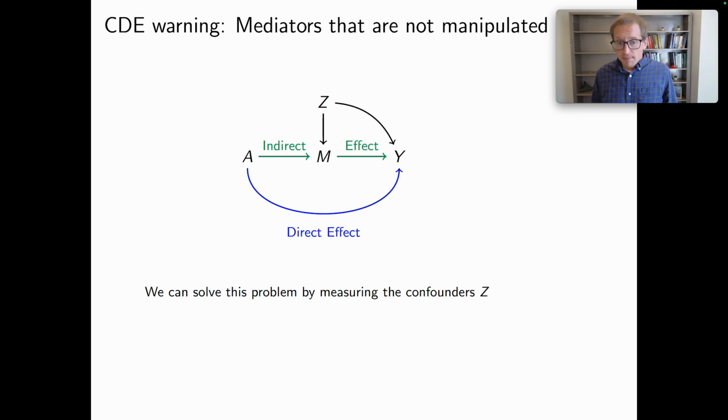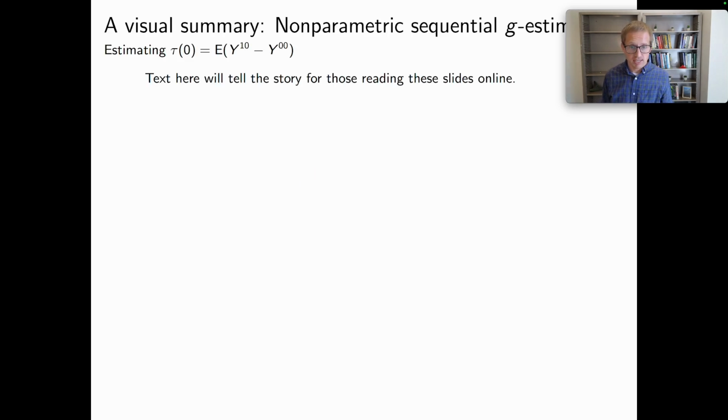So we can solve this problem if we measure the confounders Z that affect the value of the mediator. In this case, we can do things that are analogous to what we've done with average causal effects to identify the causal effect of the mediator and also the causal effect of the treatment and how they operate together. So how do we actually identify and estimate controlled direct effects in observational studies?